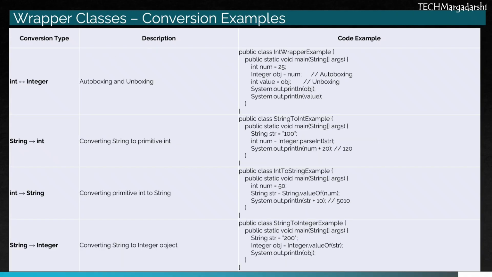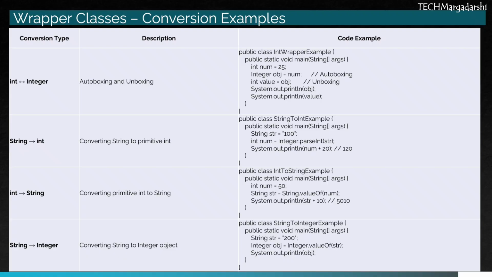Conversion examples. First, let's look at int and Integer conversion. Here, a primitive int value is automatically converted into an Integer object. This process is called autoboxing. When the Integer object is converted back into a primitive int, it is called unboxing. Java performs both of these automatically, which helps in writing clean and readable code.